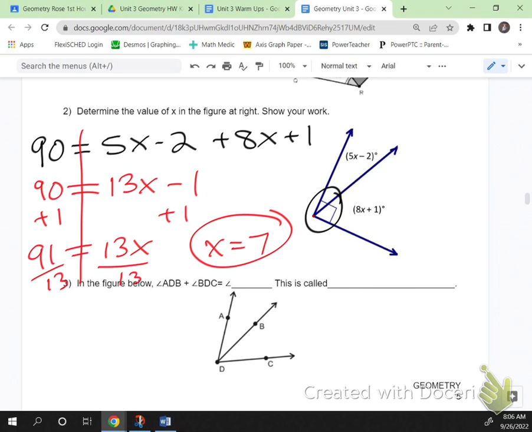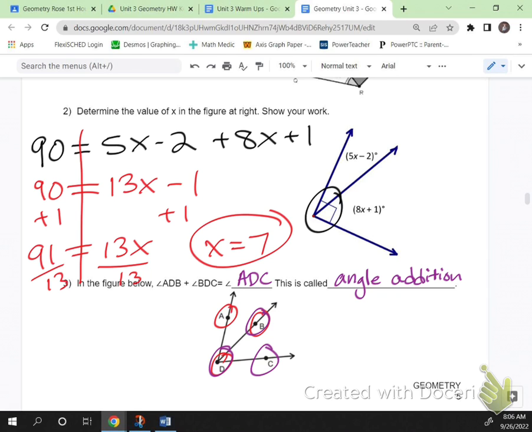Number 3, it says in the figure below, angle ADB plus angle BDC equals what? What's the big angle? Angle ADC. And this is called angle addition.